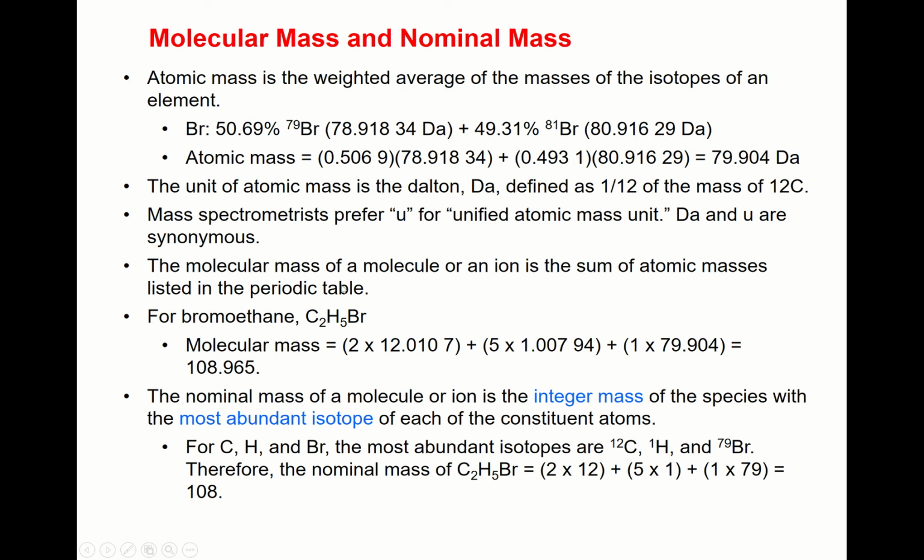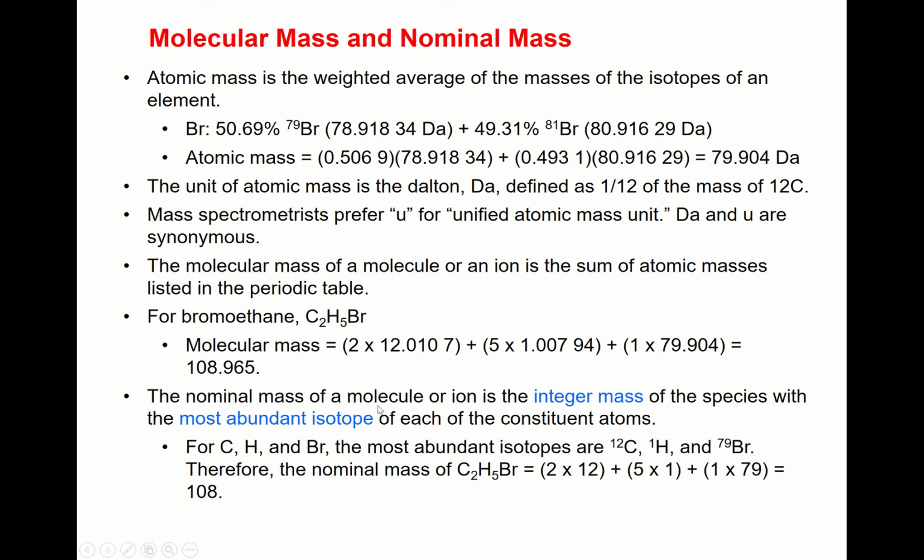The molecular mass of a molecule or an ion is the sum of the atomic masses listed in the periodic table. It's very simple. For bromoethane, C2H5Br, the molecular mass is given by the sum of the atomic masses, and now it's 108.965.